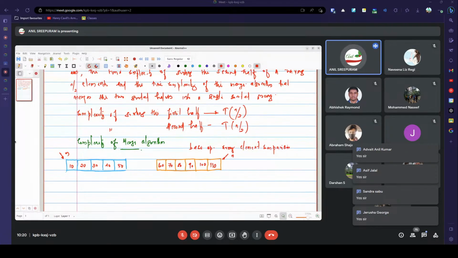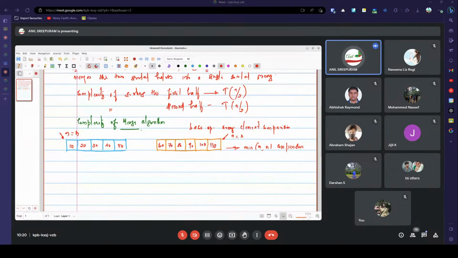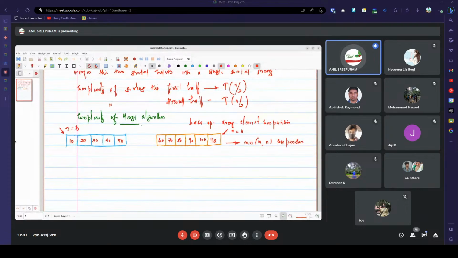So what I'm saying is that the minimum here, when m is 5 and n is 6, is the minimum of m and n comparisons. That is the least number possible. Now, can you say what is the worst case of this? I will tell you the worst case.